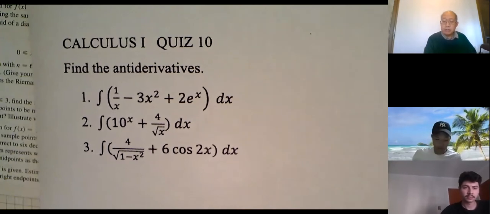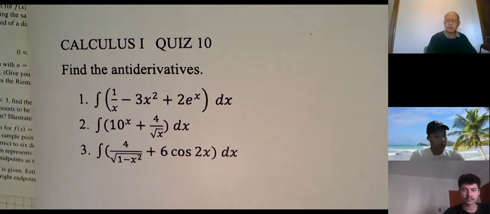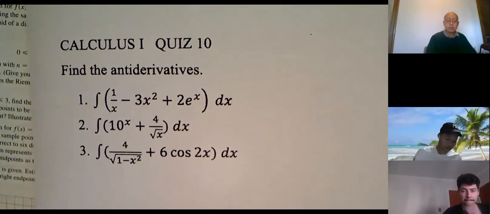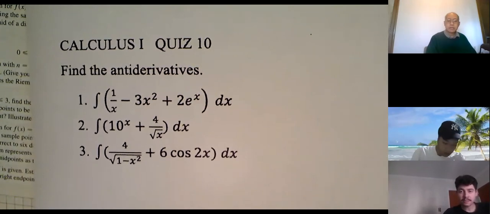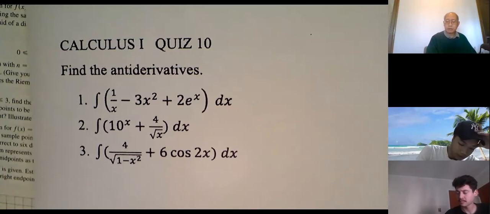I actually didn't talk about some of these, but think about going backwards from the derivative, right? You say, okay, what did I do for the derivative? I did blah, blah, blah. So you have to go backwards. Okay, number 3, 4 over radical 1 minus x squared plus 6 cosine of 2x dx. A couple of them you have to think of the chain rule in reverse almost.